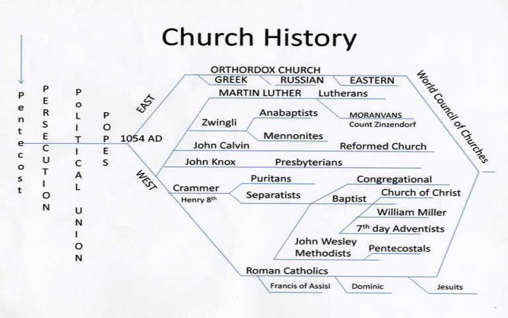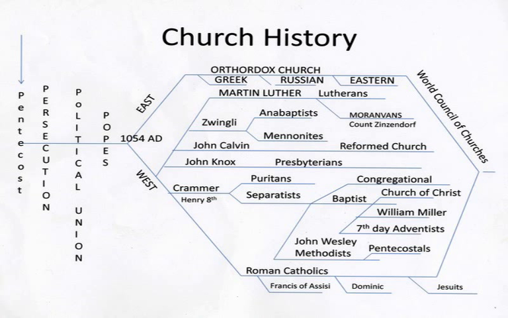We have William Miller, who claimed Christ was coming back in 1845. We have the Seventh-day Adventists who split from that. Then we have another group of Methodists, John Wesley founding the Methodists, and a split off from the Methodists is the great Pentecostal movement.